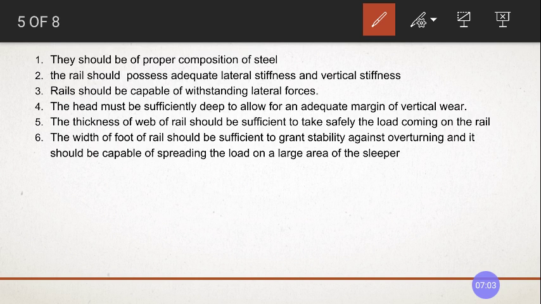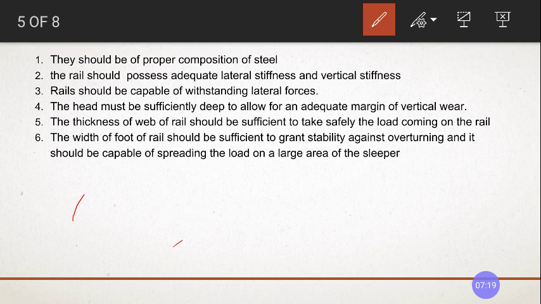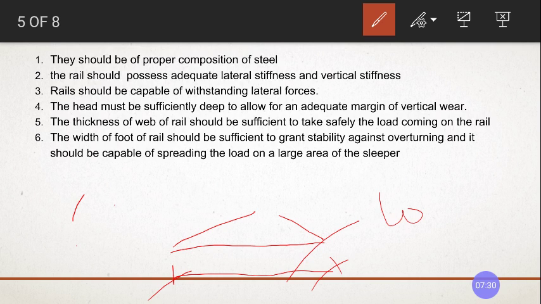The width of the foot rail should be sufficient to grant stability against overturning, and it should be capable of spreading the load on the larger area of the sleepers. Now what is the foot? I showed you, right? This width should be sufficiently good so that it is able to transfer the load to the sleepers.